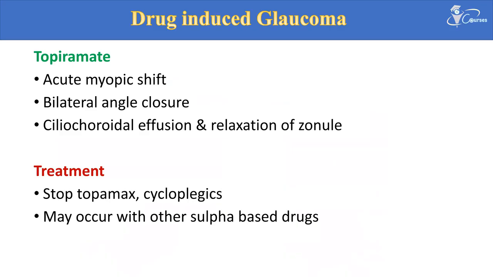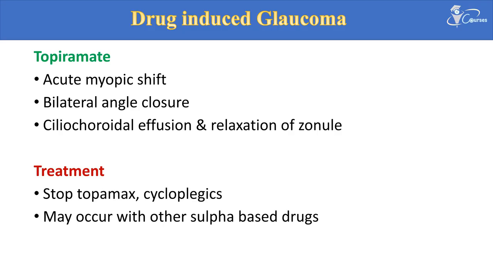Finally, there are some drugs which can cause angle closure glaucoma, and this was also asked many times in the exams. This drug is called topiramate. Topiramate is an antidepressant. One of its side effects is that it will cause acute myopic shift because it will cause bilateral angle closure by ciliochoroidal effusion. This drug will cause relaxation of the zonule, leading to forward movement of the lens and ciliochoroidal effusion. This ciliochoroidal effusion will push the iris forward, leading to angle closure.